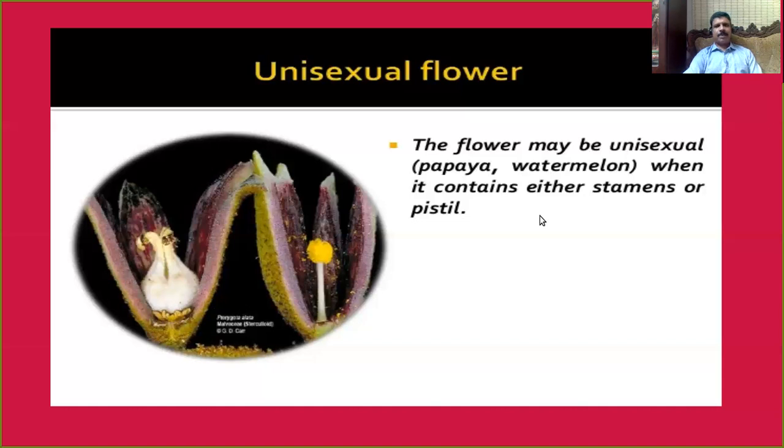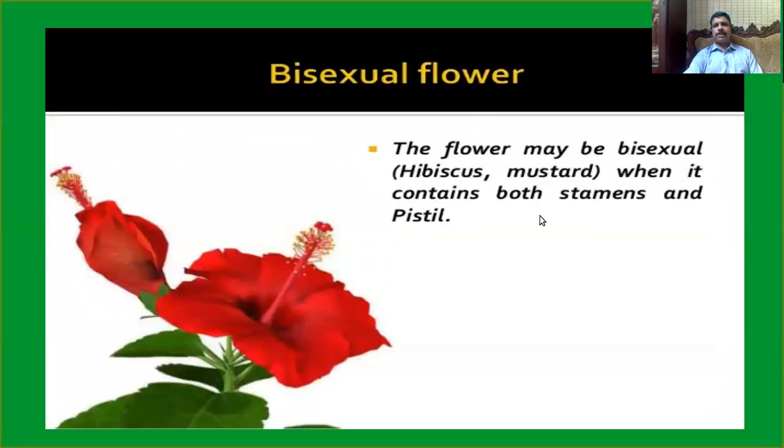Is it clear? What is the meaning of a bisexual flower? A flower is bisexual when it contains both stamens and pistil. As you know, in the case of hibiscus, you can see that the stamens are there, and the pistil is also present. That means both the stamens and pistil are present in the same flower. Such flowers we can collectively call bisexual flowers. Is it clear? Good examples: hibiscus, mustard, etc.